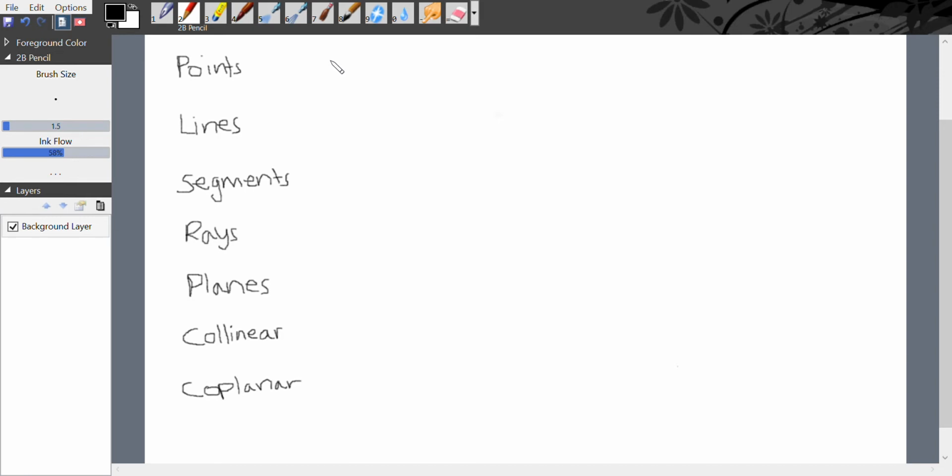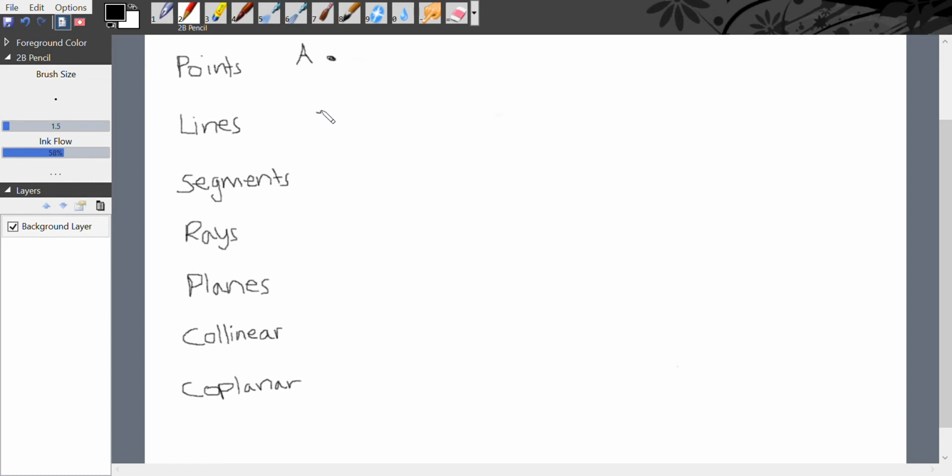So a point in geometry is represented by a dot like this. And we're going to call this dot, point A. So a point has no length, no width, no height. It's just a simple point. And next we're going to talk about lines.